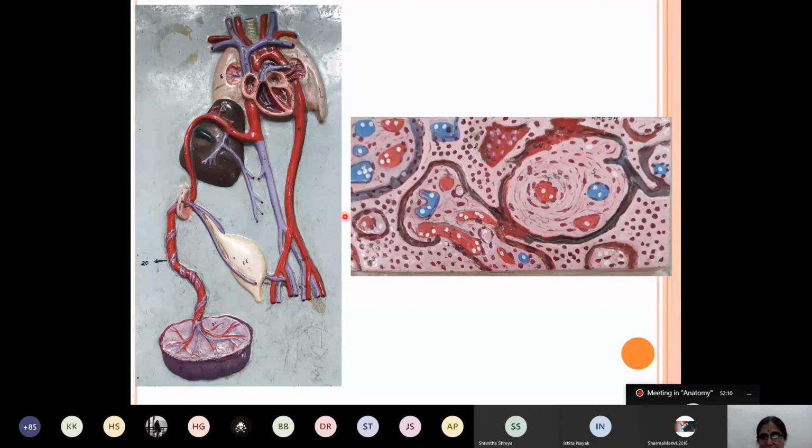And this is the cord section of the placenta for the spotter exam. These two are the arteries. This is the core of the mesenchyme, and these are the umbilical vessels. Yes, these are the arteries, capillaries, and this is the core of the mesenchyme. And these dots are the syncytiotrophoblasts with the cytotrophoblast. So this is the cord section of the placenta.